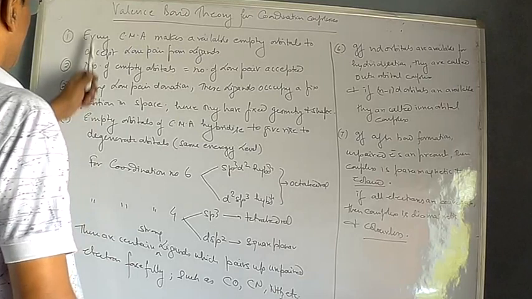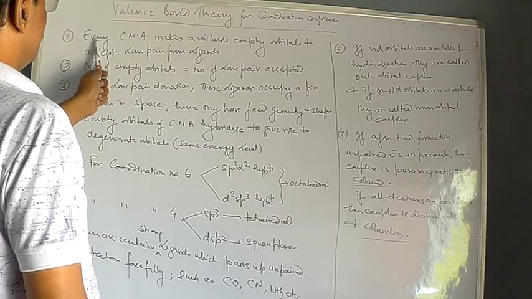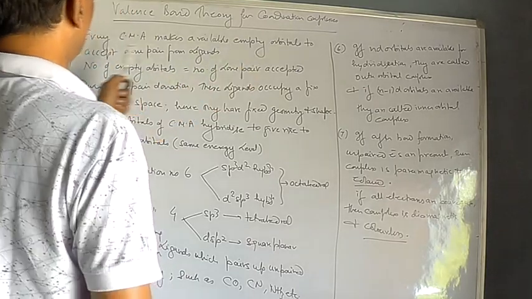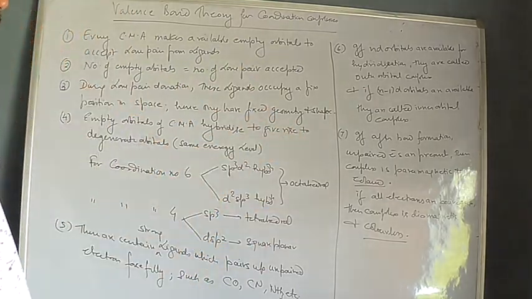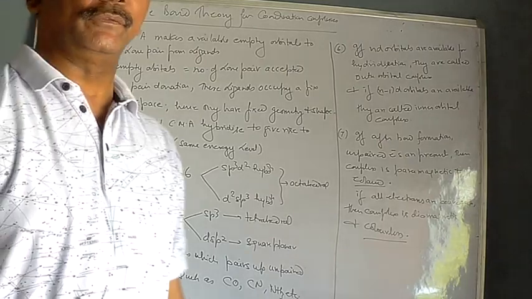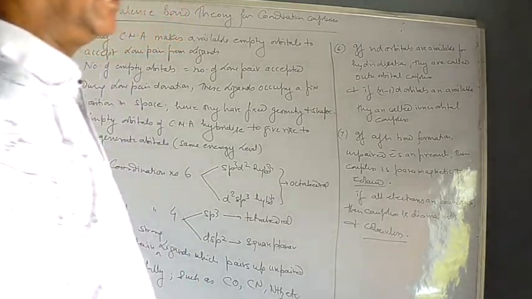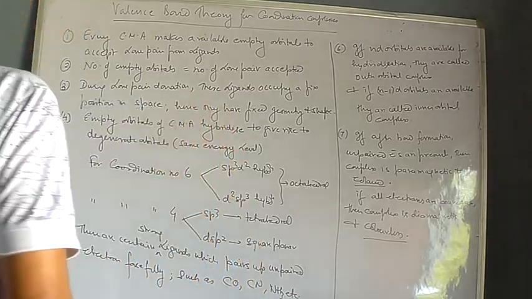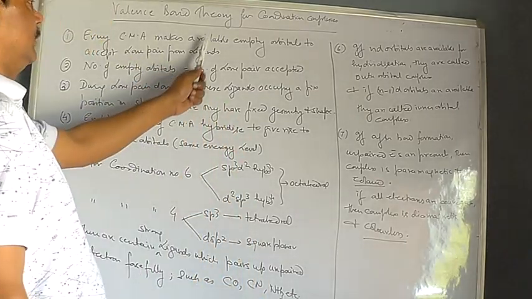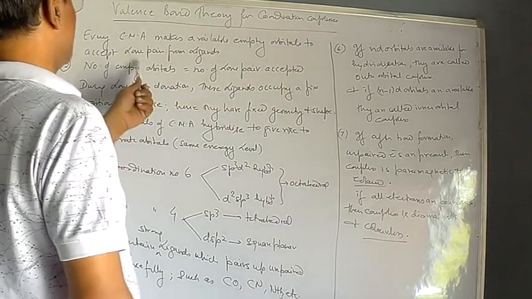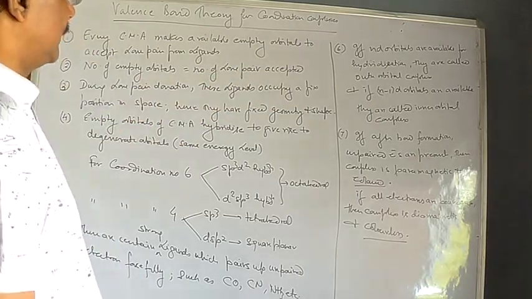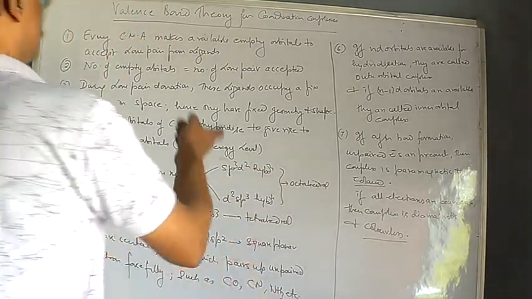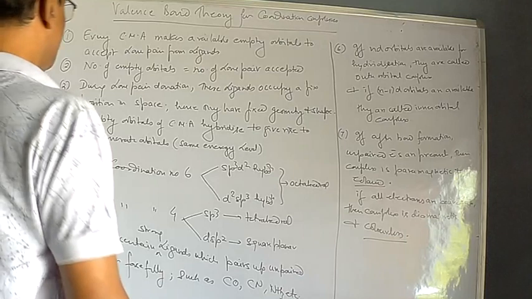Understand it. Every central metal atom, CMA, makes available empty orbitals to accept lone pairs from ligands. Class, I have already told you that in coordination complexes, the central metal atom accepts lone pairs from ligands. So it's saying the same thing. Every CMA makes available empty orbitals to accept lone pairs from ligands, because we know that in one orbital 2 electrons can be accommodated. So that's why for one lone pair, one orbital is made available.